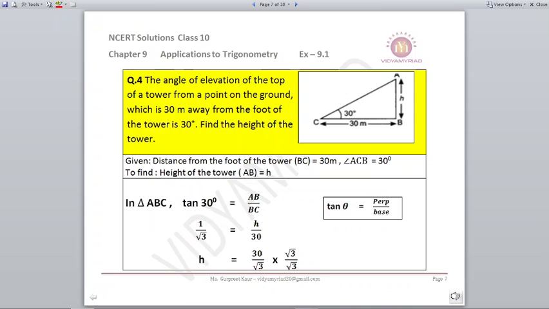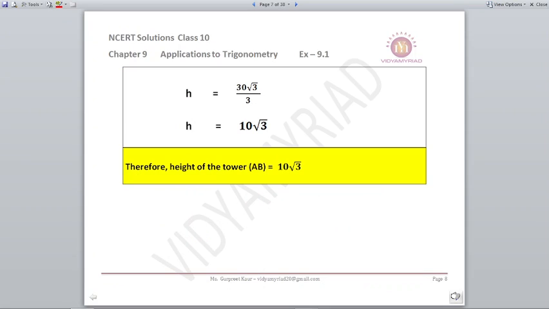The distance between them, CB, is given to us as 30 meters and the angle formed is also 30. So in this we need to find out the perpendicular, and the base is given to you. We can use tan over here. So tan we know is perpendicular upon base, the angle is 30 degrees, tan 30 value is 1 upon root 3 which is equal to h upon 30. So h is equal to 30 upon root 3. Rationalize and solve it. You will get the value of h, that is 30 root 3 upon 3, which comes out to be 10 root 3. So the height of the tower, that is AB, is 10 root 3 meters.